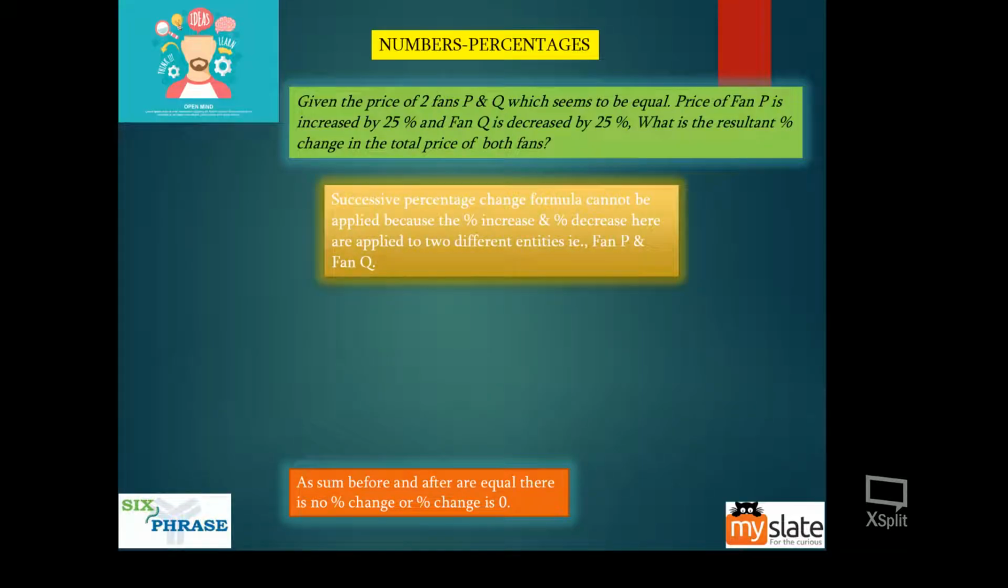See, the successive percentage change formula cannot be applied because the percentage increase and decrease are applied to two different entities, fan P and fan Q. Or in other words, the percentage increase or decrease is applied to the sum of two numbers, the prices of fan P and Q. What they want is the resultant change in the total price of both fans. Before applying the percentage, there is a total price of P and Q. After you apply the percentage, again there is a total price of P and Q. Now you compare them both and see if there is any change. That is what they are asking you to do.